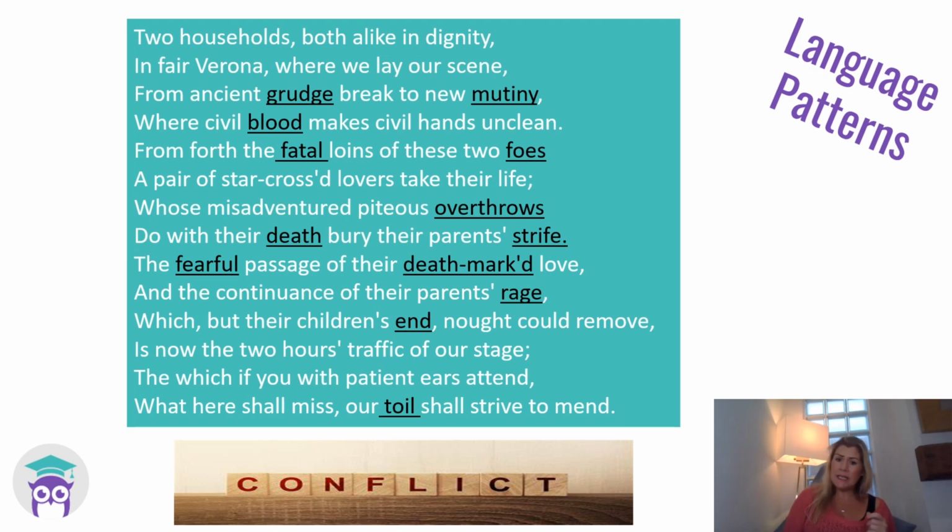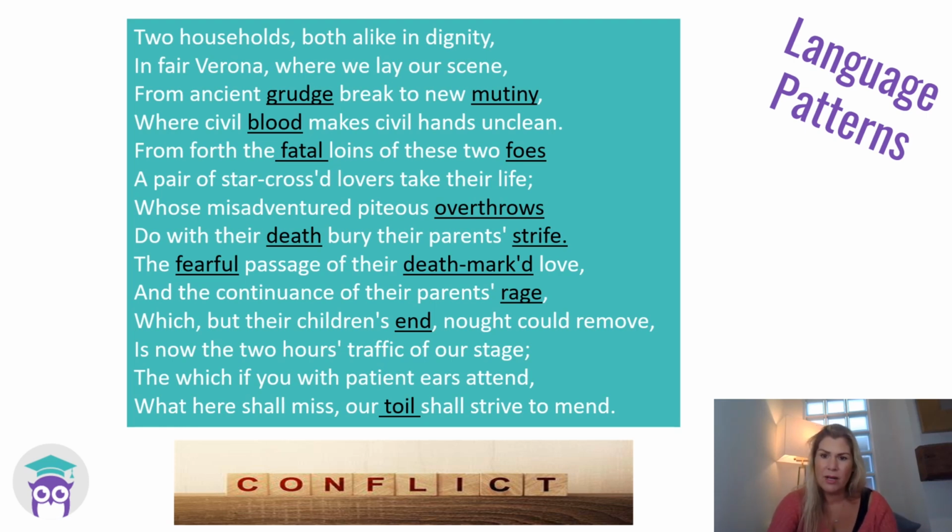Okay. In this prologue, there are some very compelling language patterns for you to identify, and they are all to do with conflict. You can break them down a little bit further: marking out words that are to do with death, with arguments, with violence. But all of these things come under the umbrella term of conflict. If you have a look, we've got grudge, mutiny, blood, fatal, foe, overthrow, death, strife, fearful, death-marked, rage, end, and toil. So all wildly negative terms.